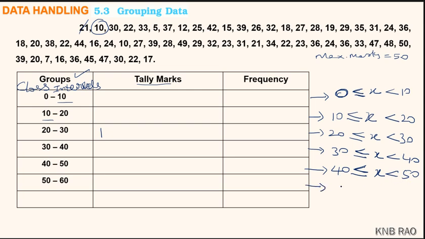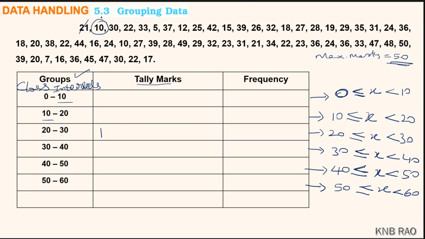That is the reason why I have taken this 50 to 60 class, though the maximum marks are 50, because any observation equal to 50 should be taken in the 50 to 60 class interval, okay. So any observation more than or equal to 50 but less than 60 goes there. This is the convention we consider.